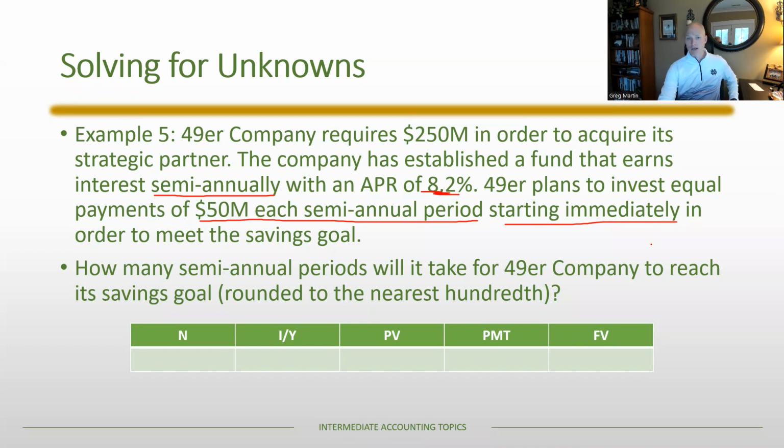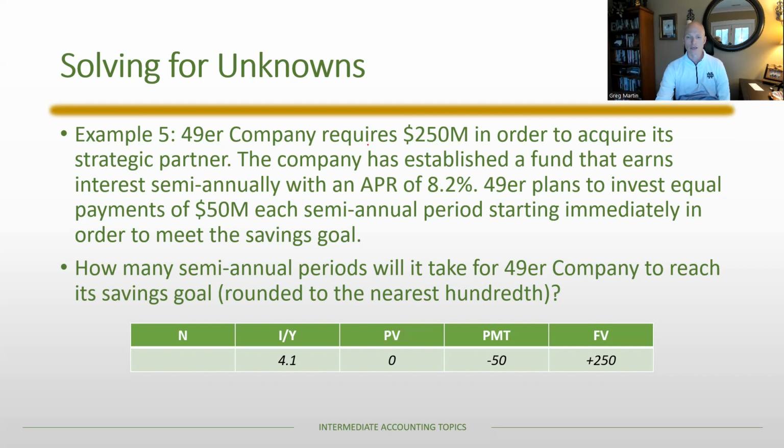So again, hopefully you have in your mind that we're solving for N. So that's the piece that we don't know. And so we're going to have to put in the I/Y, which hopefully you know that. The PV is the amount that we're putting in today if there is a separate lump sum. In this case, though, there is not a separate lump sum, because even the $50 million that we're putting in today, it's part of an ongoing payment. It's part of an annuity. And then we want to figure out, well, how much do we need at the end? Well, we need $250 million.